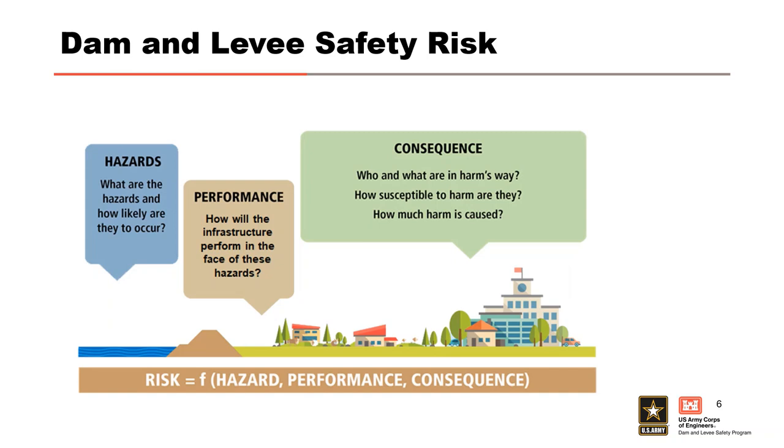To reiterate, dam and levee safety risk will be a function of the hazard and its likelihood, the estimated performance of the structure given the hazard, and the expected consequences. The consequences will be a function of who or what are in harm's way, how susceptible to harm they are, and how much harm is ultimately caused. This figure illustrates the three components that make up the risk equation: hazard, performance, and consequences.